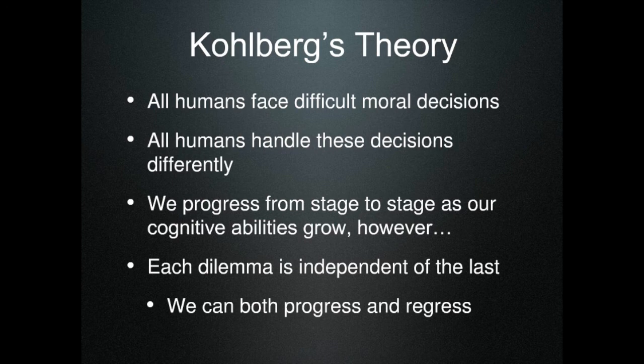So once you get to stage 3, it doesn't mean you're going to be stuck there. You could go back to stage 2 for your next moral decision, and then you can jump up to stage 5 for the next moral decision. What he would like to see is that you progress slowly up in stages throughout your entire development, but just because you regress and go back to an earlier previous stage doesn't mean that you're not a moral person. So that's Kohlberg.